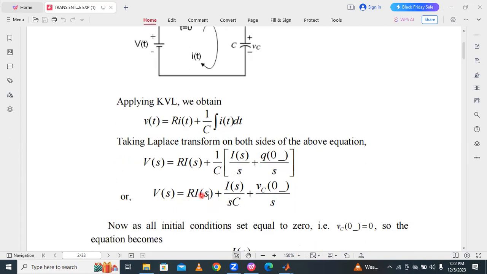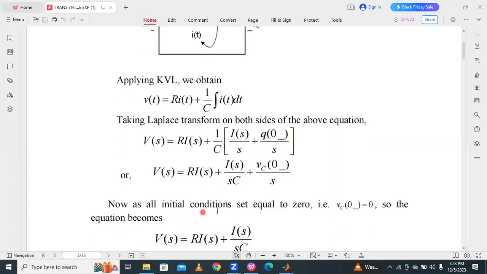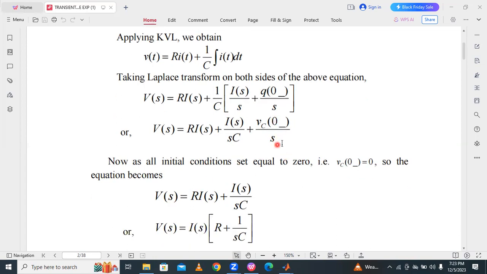Then V of S is equal to R into I of S plus I of S by SC, and Vc, which is Q by C, is the voltage. V is equal to Q by C, that is equal to Vc of 0 minus by S. Now set all initial conditions equal to 0, that is Vc of 0 minus is equal to 0. The voltage across the capacitor is initially 0. So in the equation, this term will become 0.